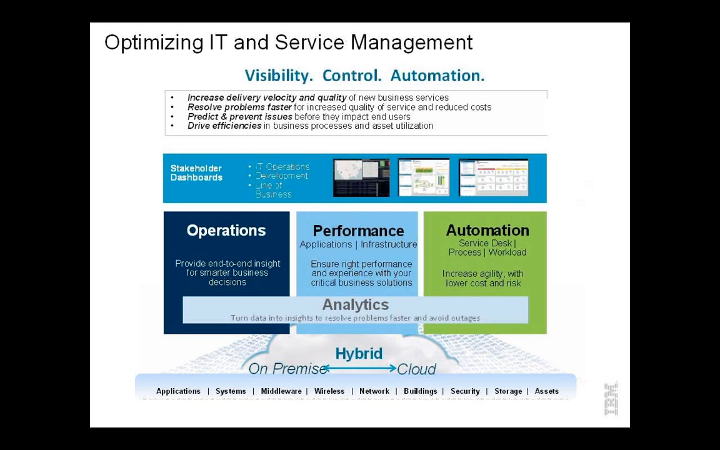And all of that is really around those 4 key bullets at the top here, where we're trying to increase delivery of velocity and quality of new business services, increasing the quality of service and reducing costs by resolving problems faster. We're predicting and preventing issues before they impact end users, and then we're also driving overall efficiencies of business processes and asset utilization in the operational domain. So that's what falls into the 3 keywords: visibility, control, and automation.